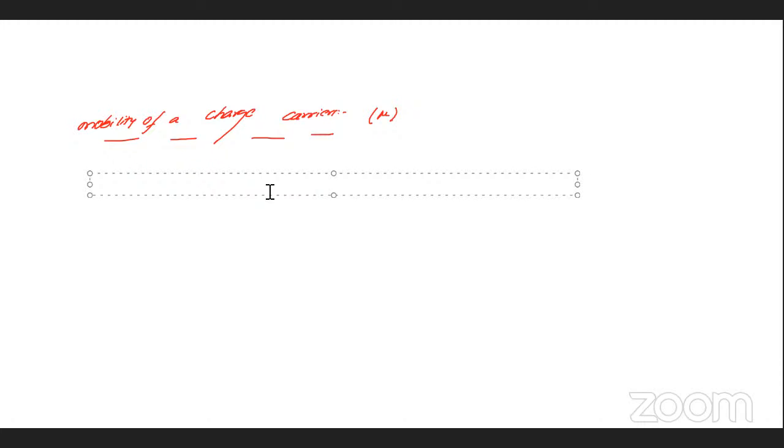Let's see, I'll write here itself. The mobility of a charge carrier is the drift velocity acquired by it in a unit electric field.